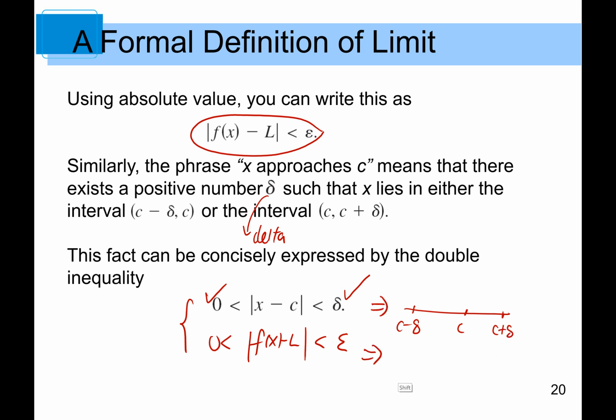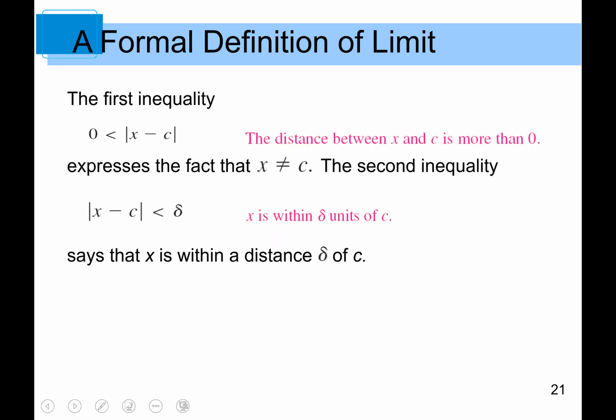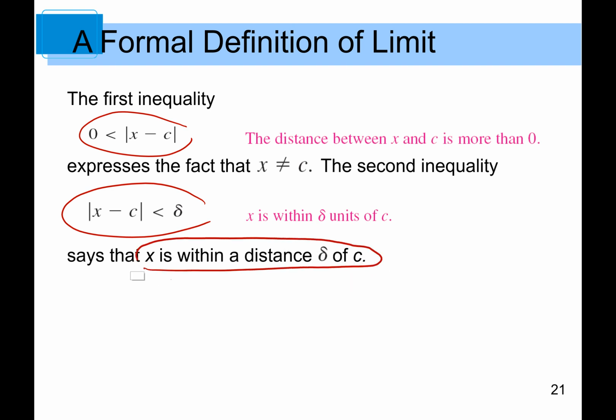For the y value, this is L. It's L minus epsilon. And the right hand side is L plus epsilon. Okay. So this is a formal definition of limit. And that's just a summary of what we just did, right? First inequality is this. Absolute value of x minus c is greater than 0. Second inequality is absolute value of x minus c is less than delta. So x within a distance of delta of c.